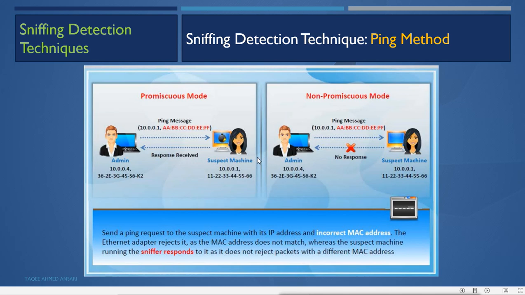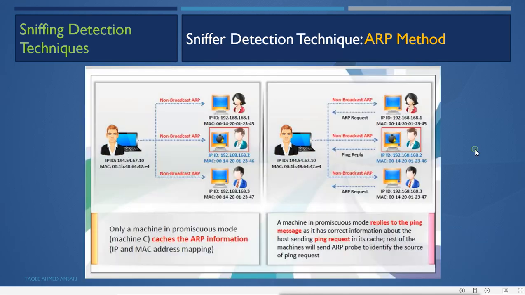If we suspect some user is doing the sniffing, then we can detect it by using the ARP method. In the ARP method, remember, only a machine in promiscuous mode, that is here in this image machine C, caches the ARP information, the IP and MAC address mapping. Now a machine in promiscuous mode replies to the ping message as it has correct information about the host sending the ping request in its cache.